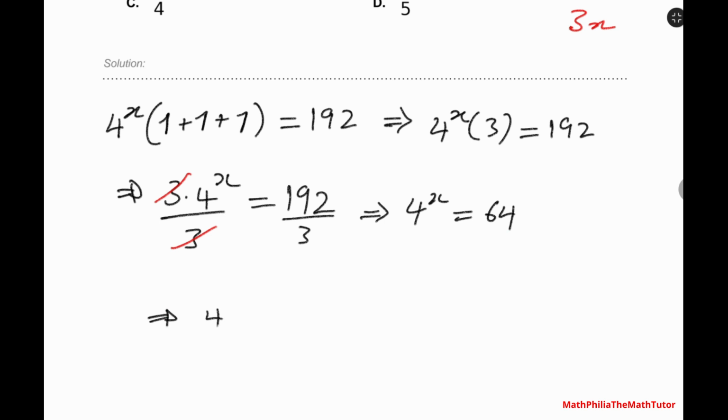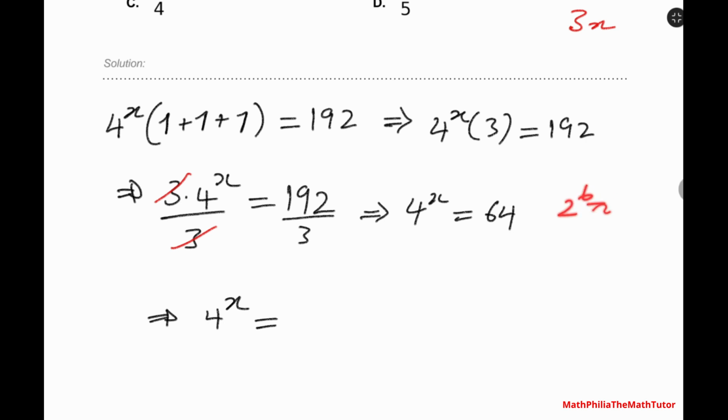And then for those of you who know, 4 raised to the power of x is equal to 64. This is the same as 2 raised to the power of 6. You can check that in your calculator and see. Well, because here we have 4, we can go ahead and change this 4 into a base of 2, that is 2 raised to the power of 2x, and then solve the question. Or if you want, instead of 2, we can use 4, because this is also the same as 4 raised to the power of 3.